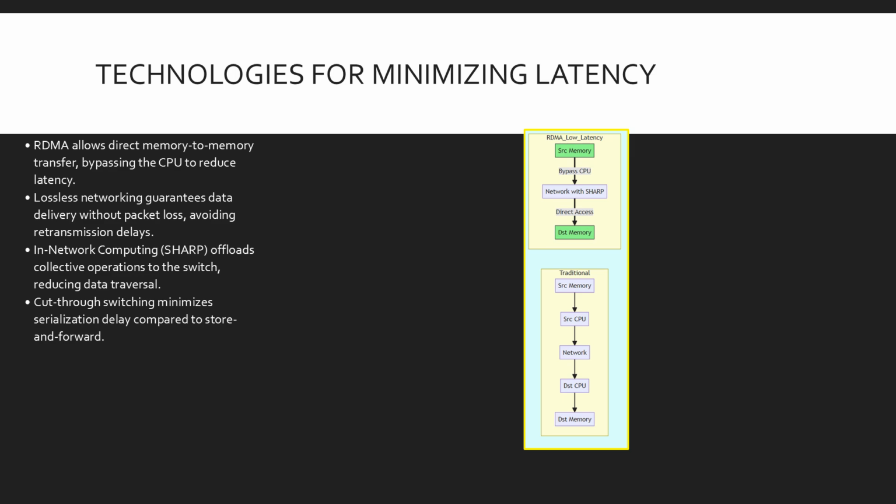This comparison highlights the efficiency of RDMA. The top path shows the traditional method where data must pass through the source CPU, the network, and the destination CPU before reaching memory, adding significant latency at each step. The bottom path shows the RDMA low-latency approach. Data moves directly from source memory to the network, enhanced with SHARP, and straight into destination memory, bypassing the CPU bottlenecks entirely.